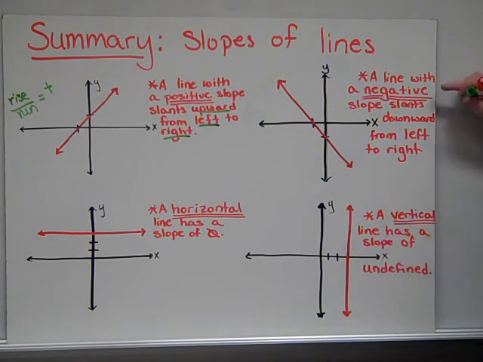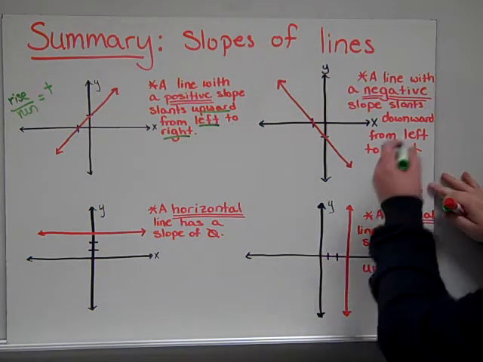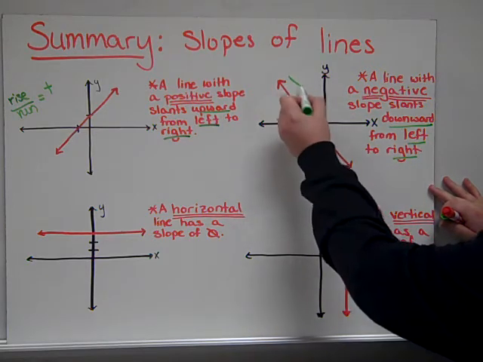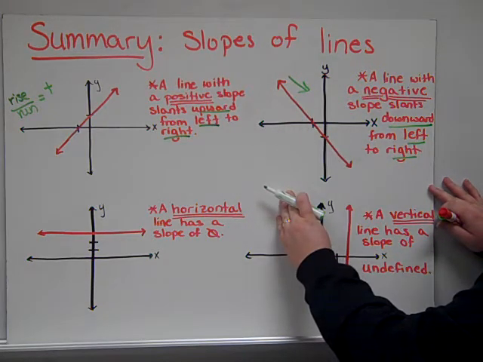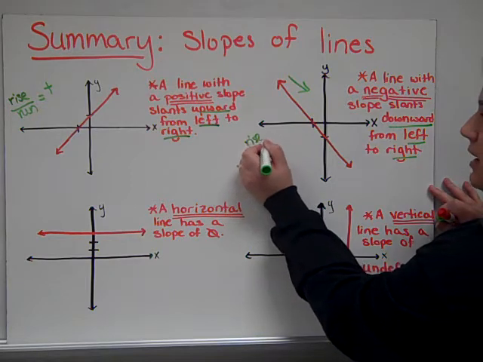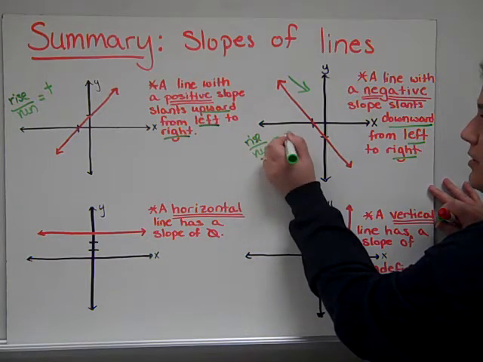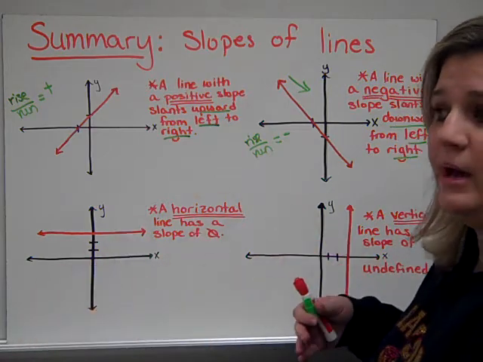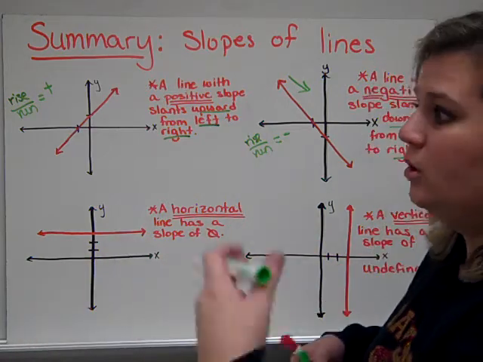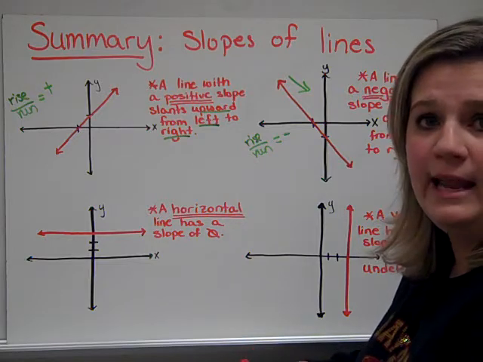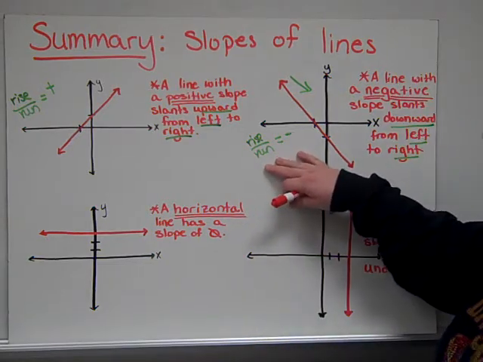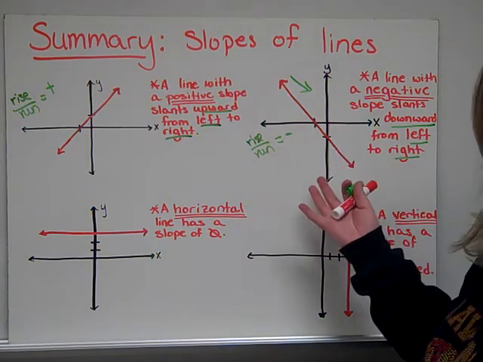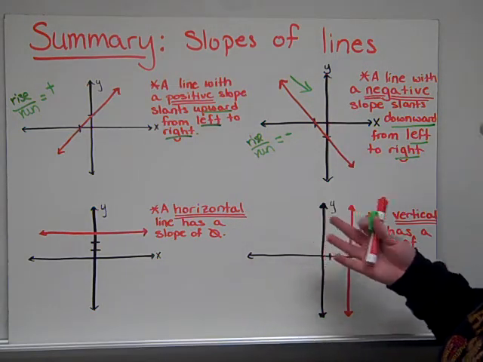Let's go to this one. A line with a negative slope slants downward from left to right. So from left to right, it is definitely going downward. That means when I'm talking about the rise over run, I'm going to have a negative outcome. Remember, a negative divided by a positive is still negative, or a positive divided by a negative is still negative. So I get that same outcome whether I'm talking about it algebraically or graphically. There's that same correlation.